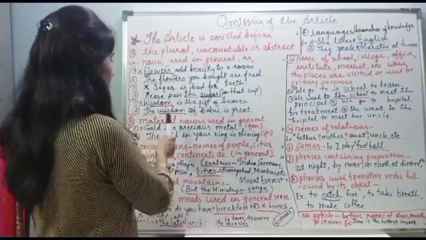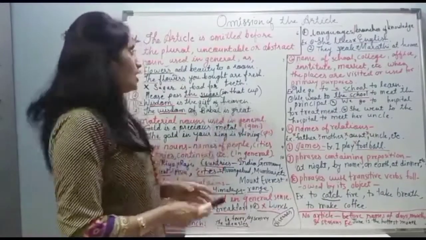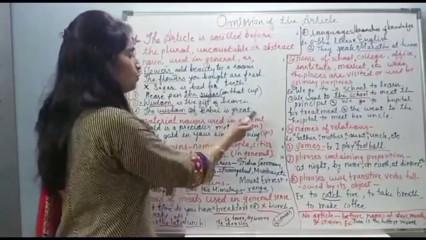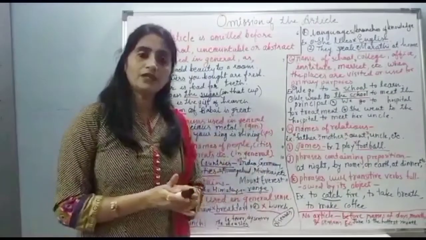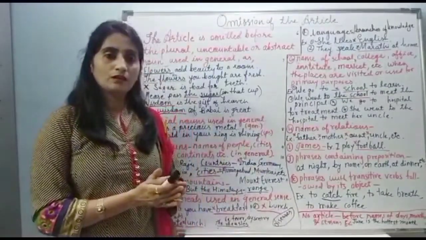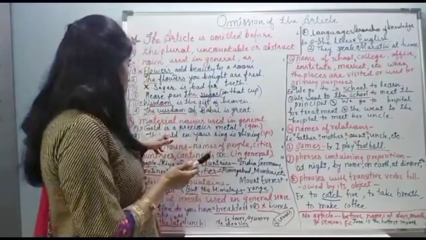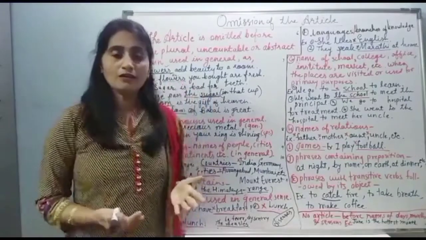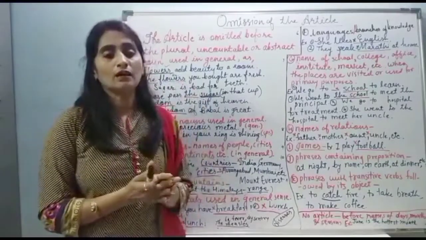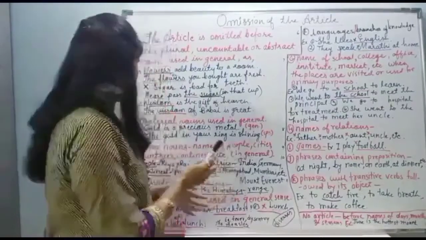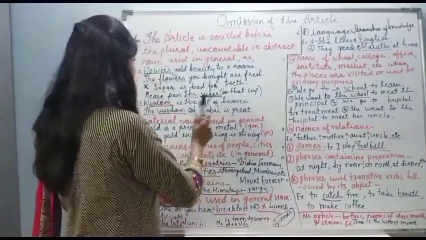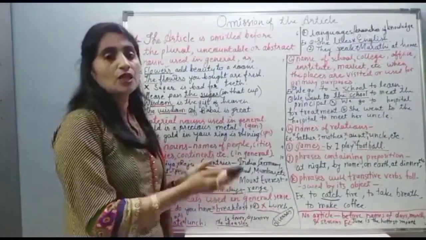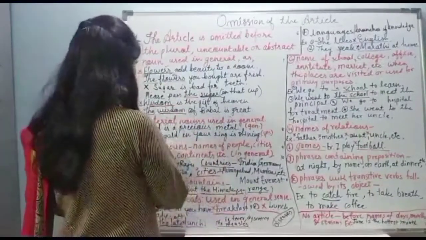Fine then. See here now. The second is material nouns used in general. Means the article is omitted before the material nouns used in general. Which are the material nouns? Gold, silver, then iron. All these are the material nouns. If they are used in general, we should not make use of any article before them. See the sentences.